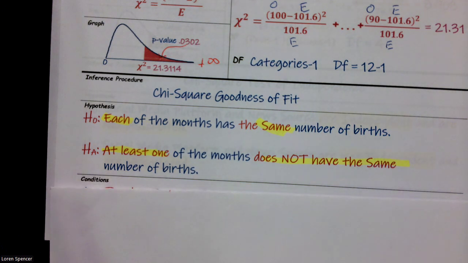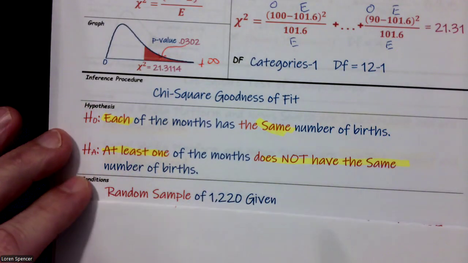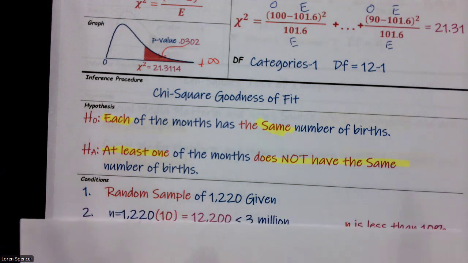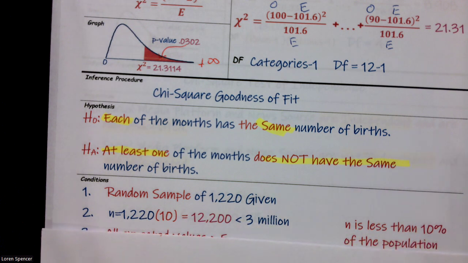So our conditions, we had to have a random sample. They told us they had a random sample of 1,220, and that was given to us. The next thing is we need to make sure our sample isn't too big, and we do that by multiplying by 10. 1,220 times 10 gives us 12,200. But that's still less than 3 million births, so our sample size is less than 10% of the population.